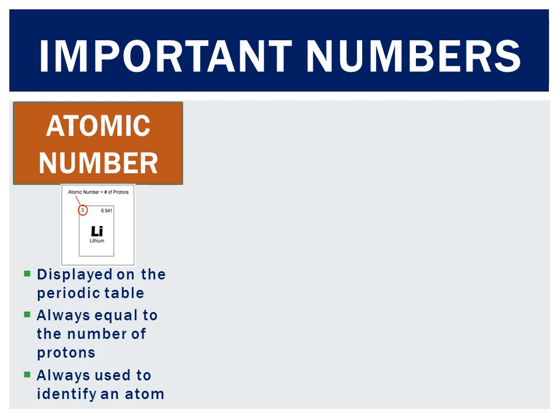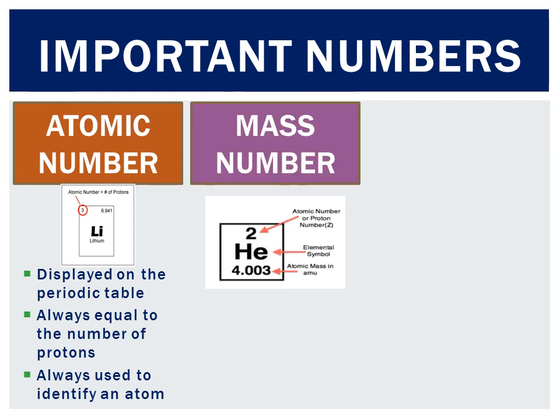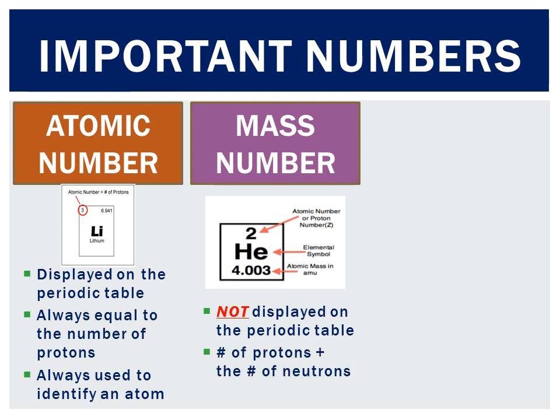So above, you see the atomic number is 3. Even if you didn't have the symbol, you can look on the periodic table, find atomic number 3, and that will always be lithium. The mass number is not displayed on the periodic table. It is equal to the number of protons plus the number of neutrons. So you don't find it on the periodic table. It's protons plus neutrons. We'll do an example of how you find or use that towards the end.